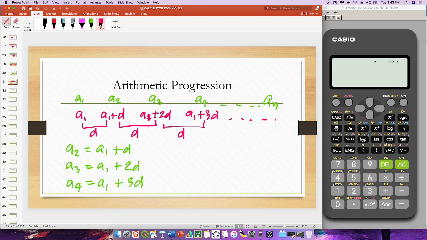Take note of the subscript here. This corresponds to the coefficient of your common difference, D. So if this is 2, the coefficient here is 1. If this is 3, the coefficient here is 2. If this is 4, the coefficient is 3.